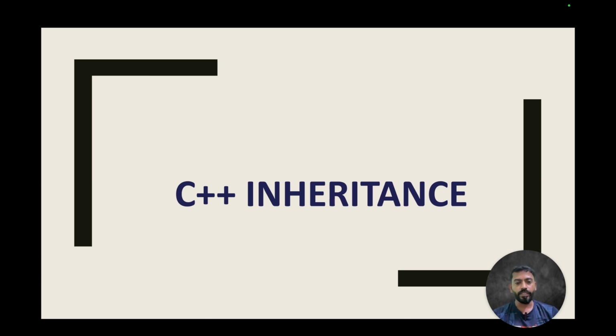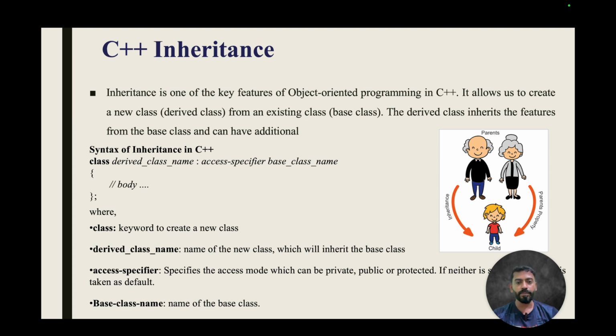In this video, I am going to explain the concept of inheritance. What is called inheritance? Inheritance means the process of deriving the properties from one class to another class. So class name followed by open and close curly braces along with a semicolon. That is the syntax of a class.